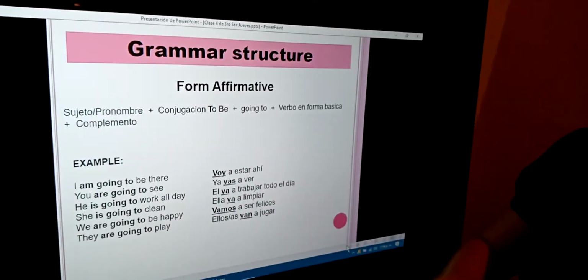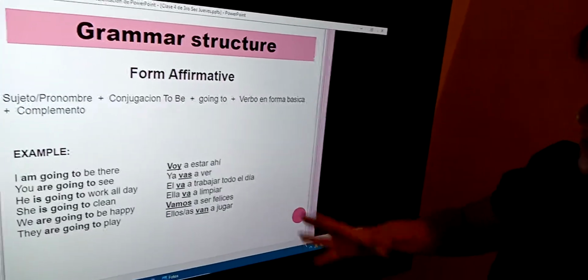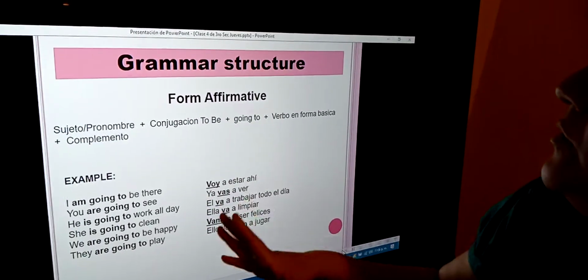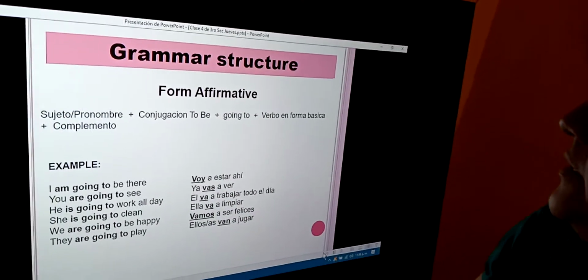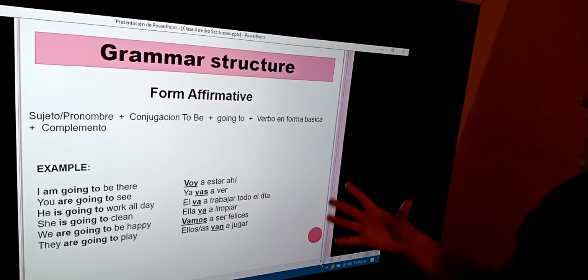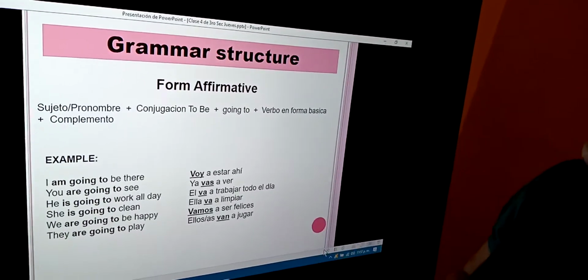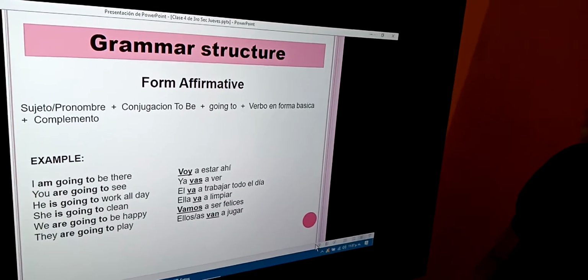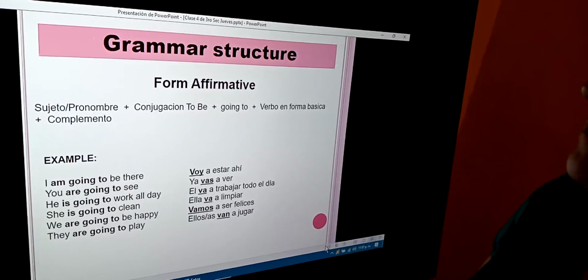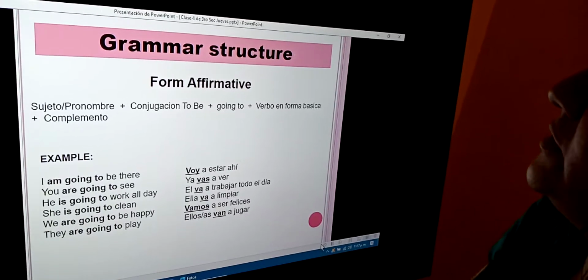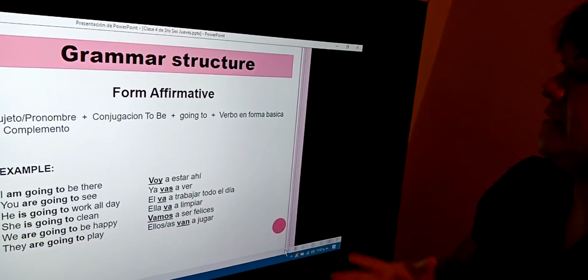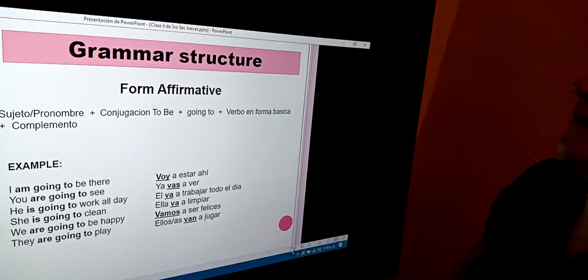Let's see the example in English and Spanish. Say, number one, I'm going to be there. Spanish, voy a estar allí. Number two, you are going to see. Spanish, ya vas a ver. Number 3, he is going to work all day. Spanish, él va a trabajar todo el día.